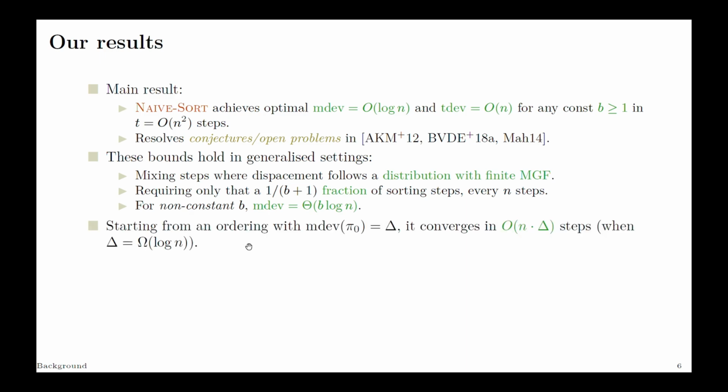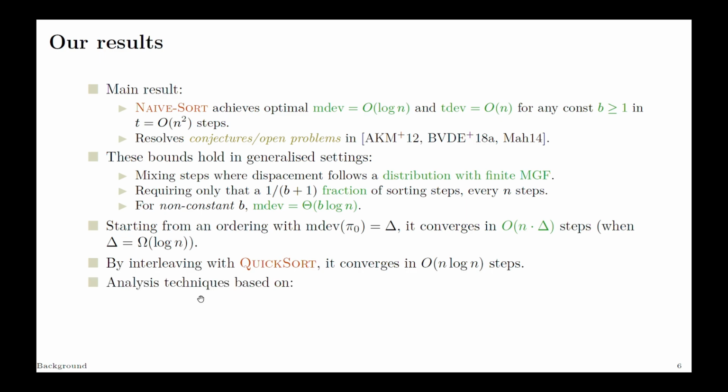Further, we prove a more refined bound for the convergence time. We show that if we start with a permutation that has a maximum deviation of delta, then it converges in n times delta steps, provided delta is large enough. Further, if we interleave with quicksort, we also get an improvement in convergence time, as was the case for insertion sort.